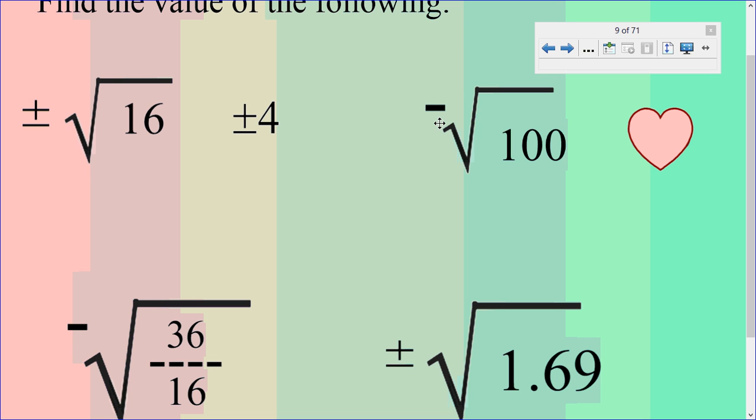Try this one. Square root of 100, but they want the negative value. So what times what would give you 100? It's got to be the same number. If you said 50, 50 times 50 is 2,500. Or if you said negative 50, that's still 2,500. I think you probably said negative 10. So it's negative 10 is the answer that they want, because 10 times 10 is 100, but they want the negative value of the square root.